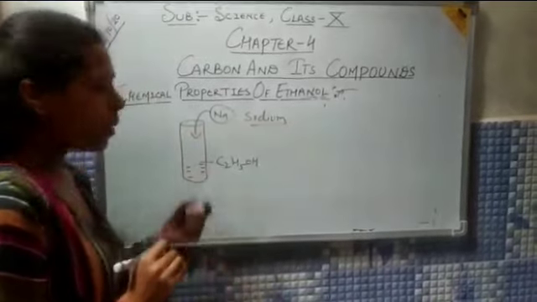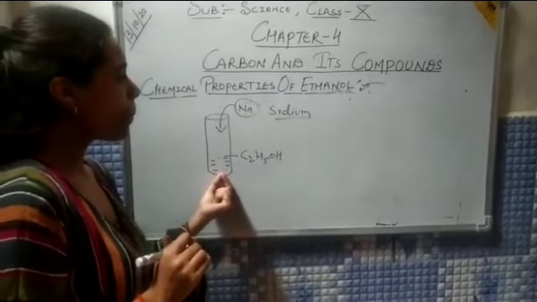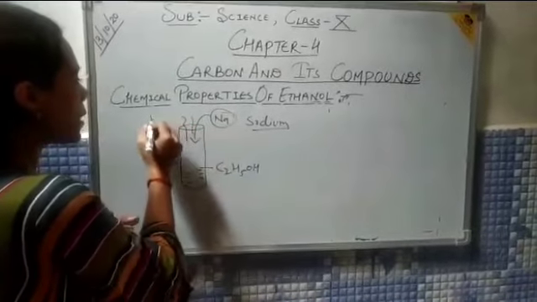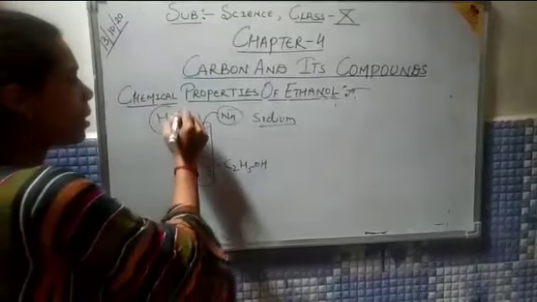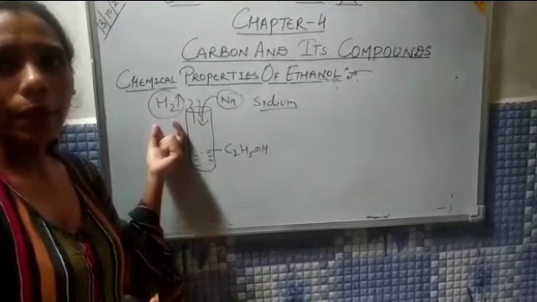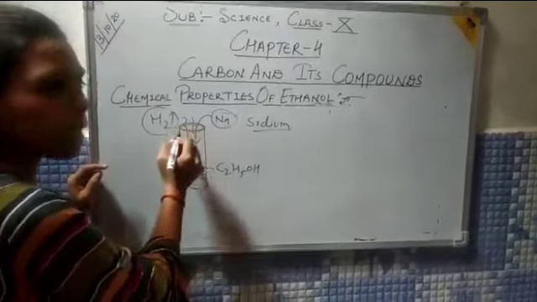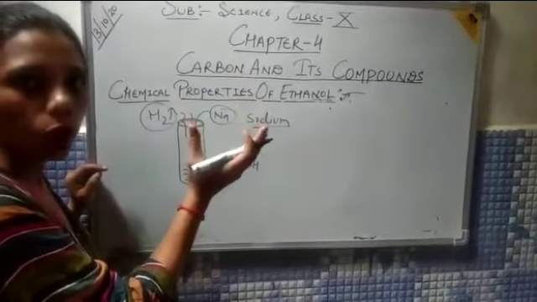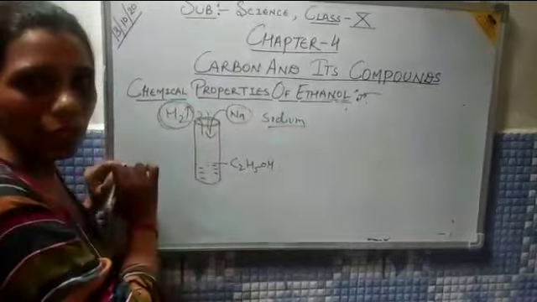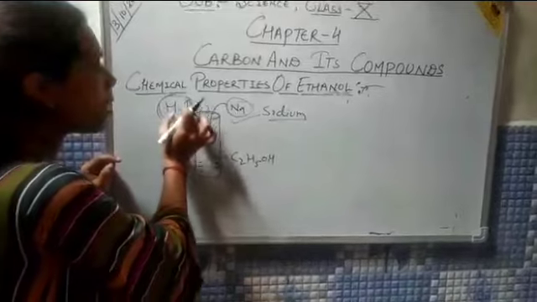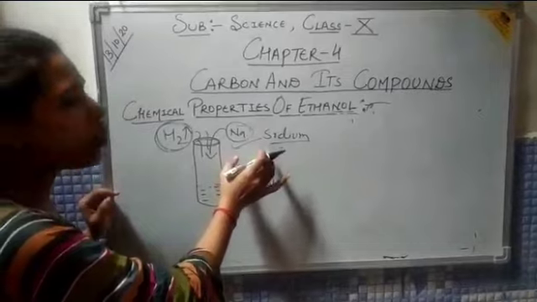If I take sodium and add it to the ethanol, then what will happen, student? After adding a small amount of sodium, hydrogen gas is liberated. And how can you tell the hydrogen gas is liberated? When you bring a matchstick to the mouth of this test tube, it bursts with a pop sound. It indicates that hydrogen gas is present there, which you have already done. So a small amount of sodium gives hydrogen gas, and along with that we get one product, that is sodium ethyl oxide.